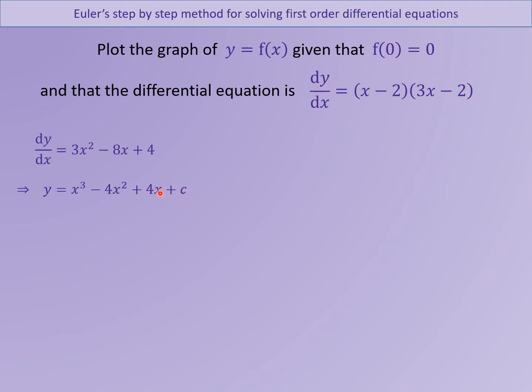We don't know what the c value is, but we have been given this extra bit of information, so hopefully you spotted that when x equals 0, the y value also equals 0. So when x equals 0, this part is going to equal 0. So I can use that fact, and therefore I get the equation y equals x cubed minus 4x squared plus 4x.